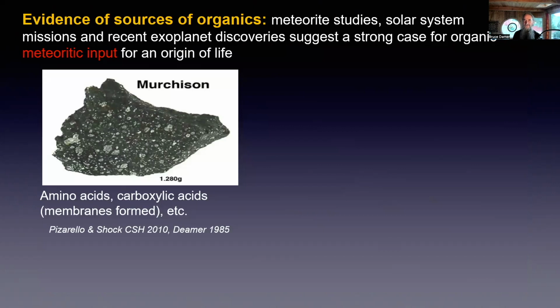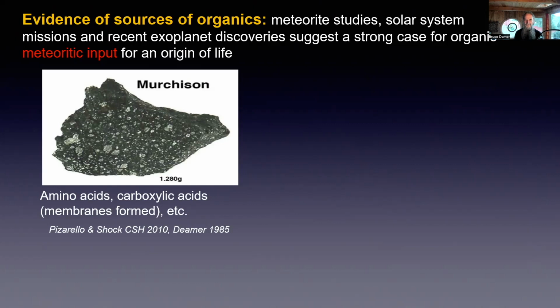And the sources of organics have always been a bit of a conundrum for origin of life. In terms of hydrothermal vents in the ocean, they're trying to figure out how to fix CO2 and create organics like amino acids from the building blocks. And this has turned out to be very, very difficult.